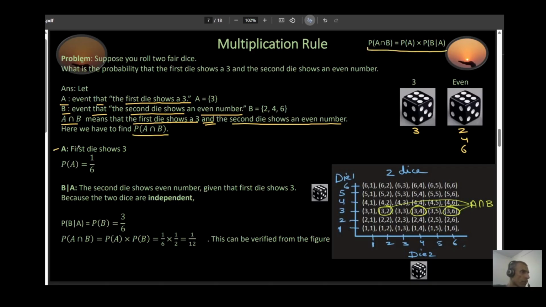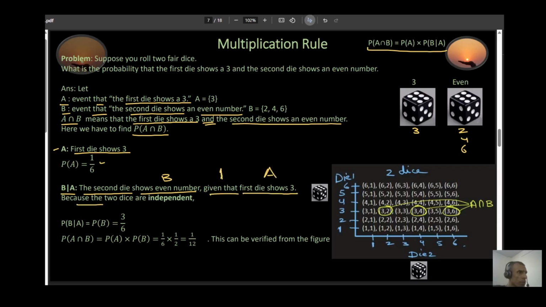So let's find the probability of A first, that the first die shows 3. Well, the answer is 1 over 6 because there is only one 3 over there. This right here, B given that A, means the second die shows an even number. So this is my B, given that, this is my vertical line right here, the first die shows 3. So this is my A right here.